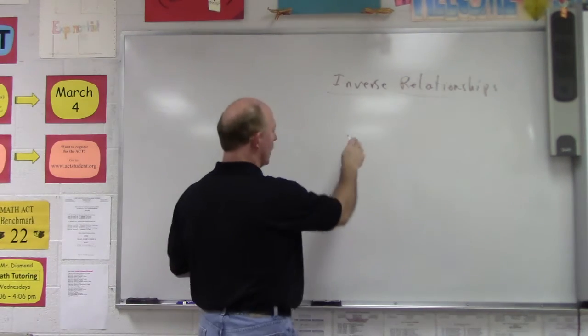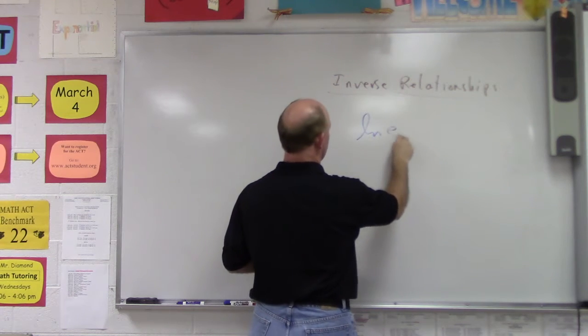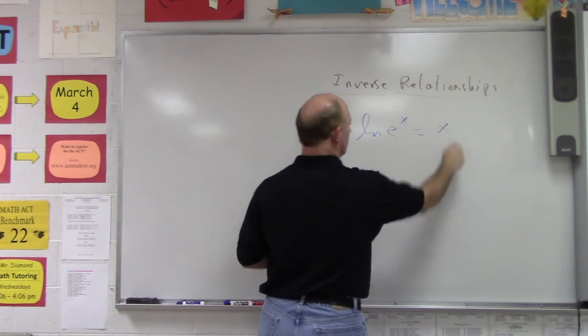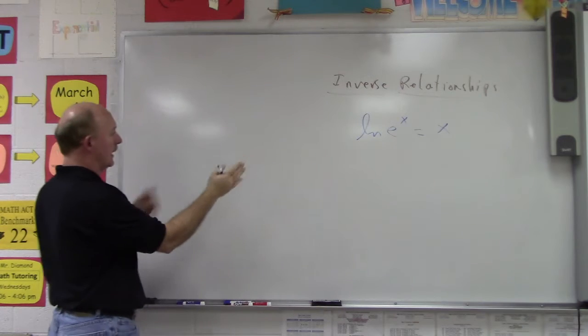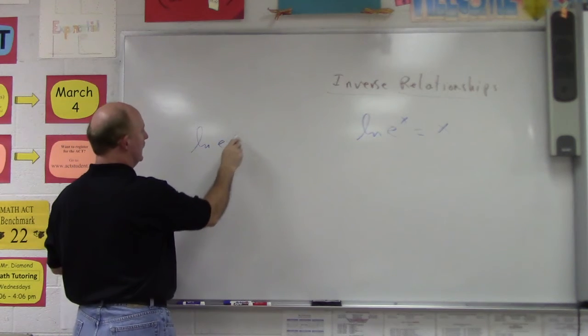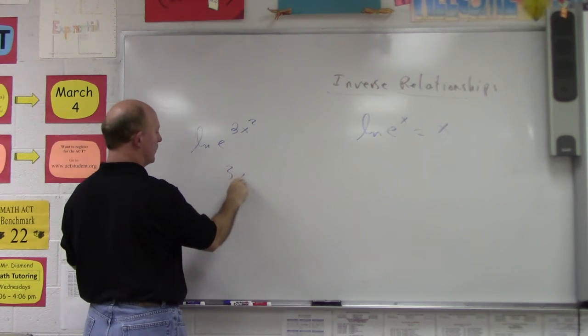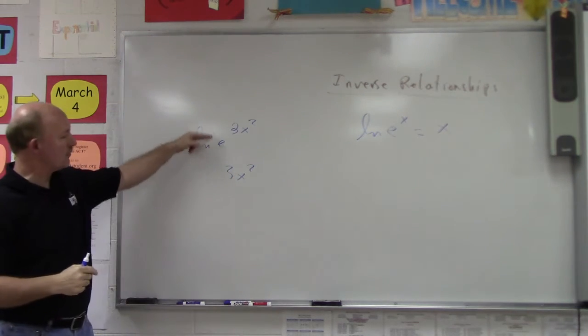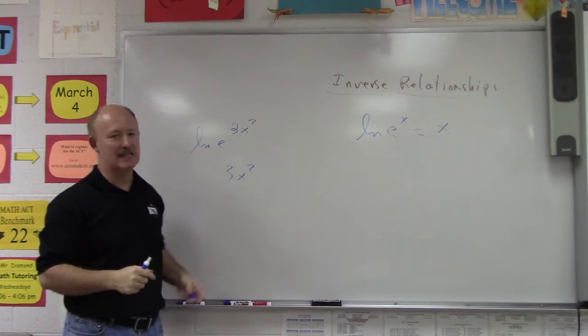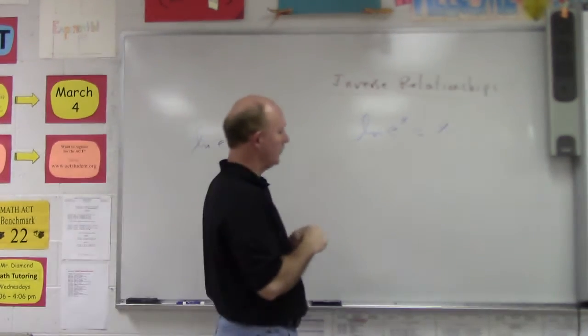Okay, first, natural log e to the x is equal to x. So if you were to see an expression like natural log e to the 3x squared, this is simply 3x squared. You can drop the natural log e and you just bring that exponent down. All right? So that's the first.